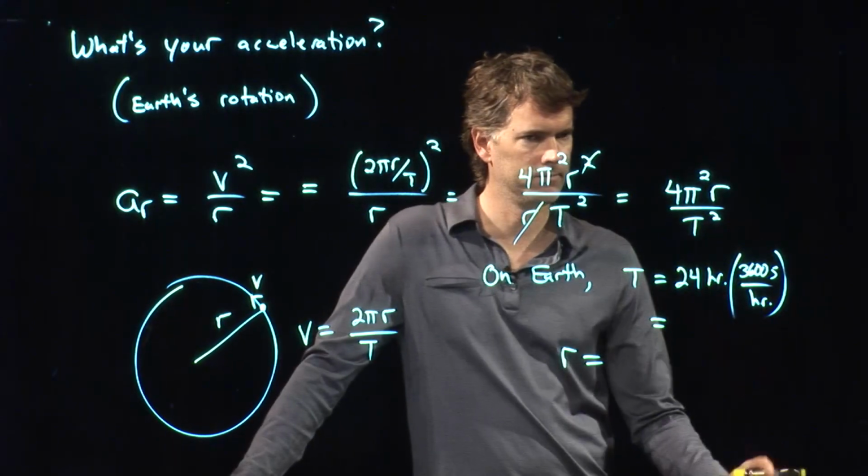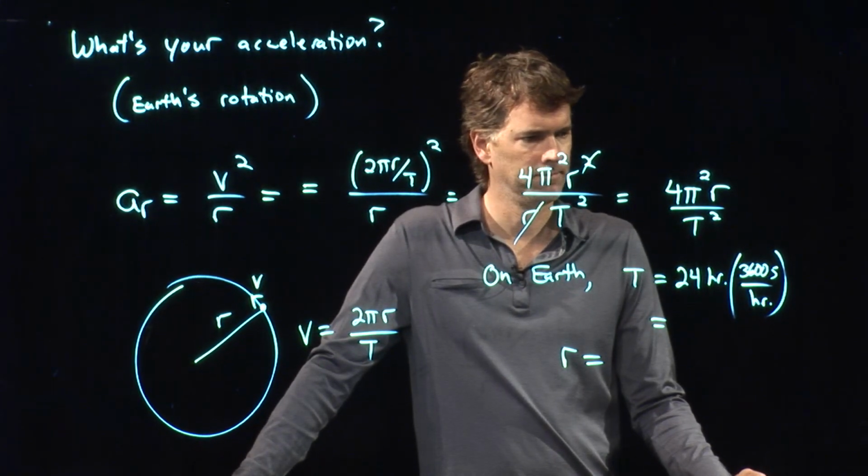Anybody get a number for this one yet? Yeah, what'd you get? 86,400. 86,400? Correct. 86,400 seconds. Okay. And then did we find the radius of the Earth? Yeah, what'd you get for the radius of the Earth? 6,378.1 kilometers. 6,378.1 kilometers. That's pretty exact. Okay.